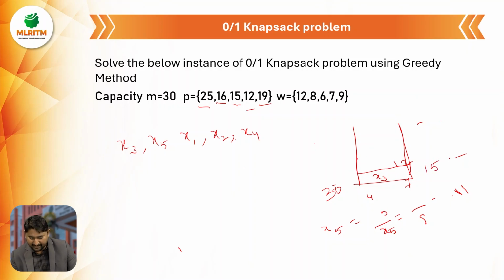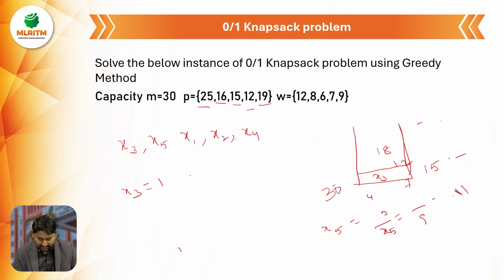Okay, what about the remaining knapsack capacity? So X3 weight is 12. So the remaining capacity is 18 pending. So X3 will be totally filled, so X3 equal to 1. Once an item is completely filled, then the respective value is X3 equal to 1. If it is not filled, the value is equal to 0. The value is between 0 and 1.